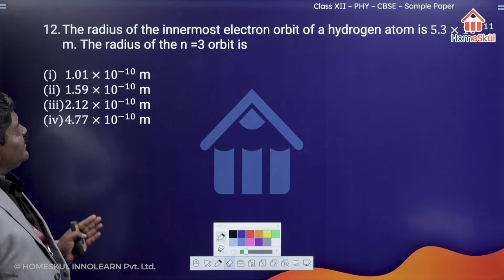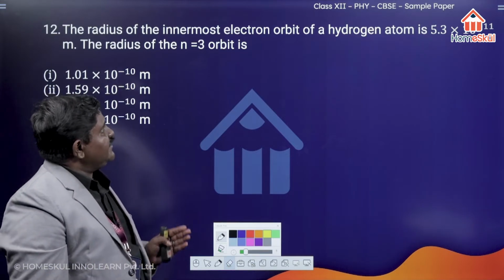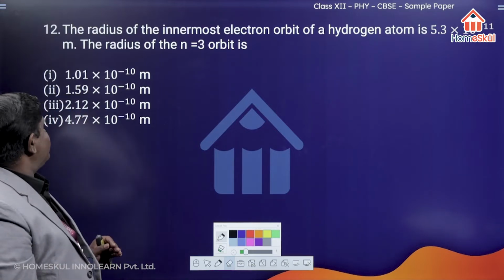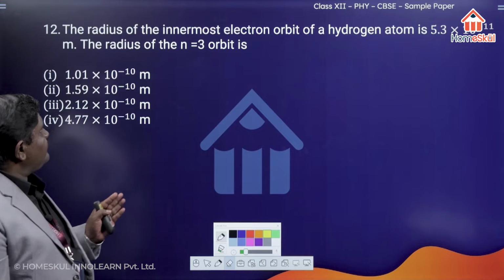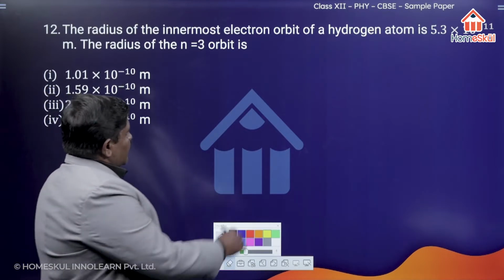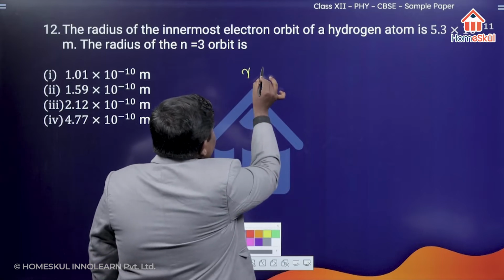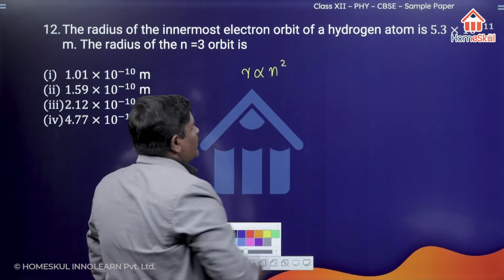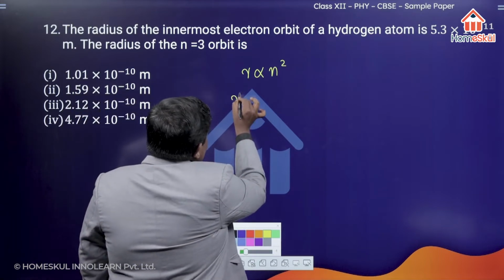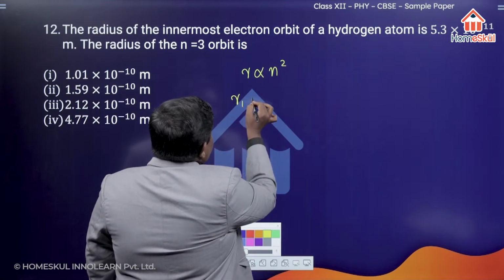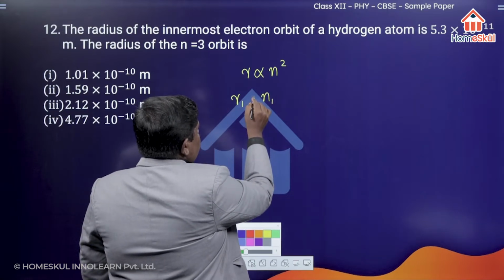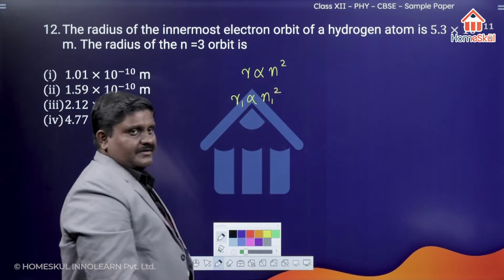The radius of the innermost electron orbit of a hydrogen atom is 5.3 into 10 raised to minus 11 meter. The radius of the n equal to 3 orbit is, we know that the radius r is directly proportional to n square, isn't it? So for the innermost orbit, that is r1, we have to write it as n1. That is, it is proportional to n1 square, isn't it?